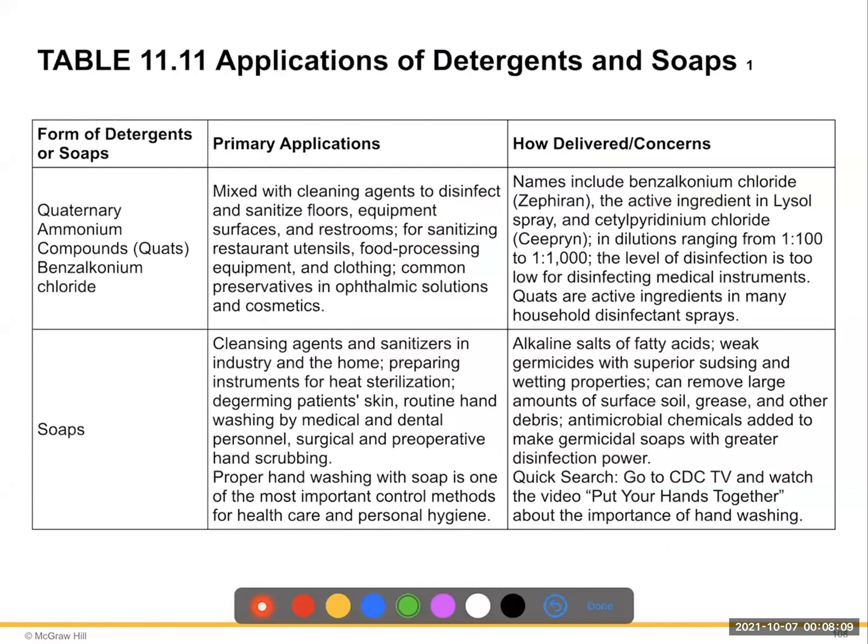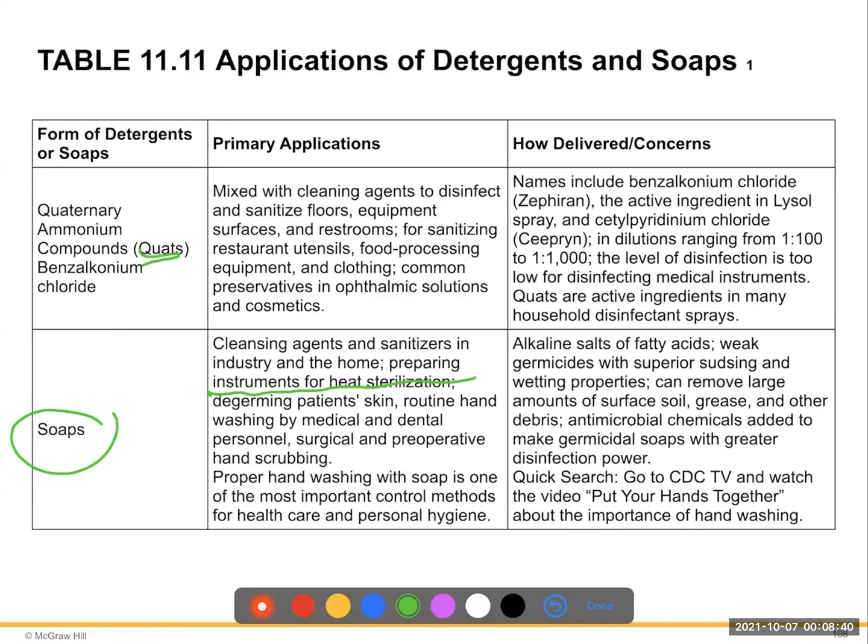So quats, quaternary ammonia compounds. Okay, disinfect, sanitize floors, equipment, services, and restrooms. Sanitizing restaurant utensils, food processing equipment. Okay, common preserving ophthalmic solutions and cosmetics. Soaps. Cleaning agents, sanitizers, industry in the home. Preparing instruments for heat sterilization. The majority of stuff off first. Degerming patient's skin, hand washing, preoperative hand scrubbing.